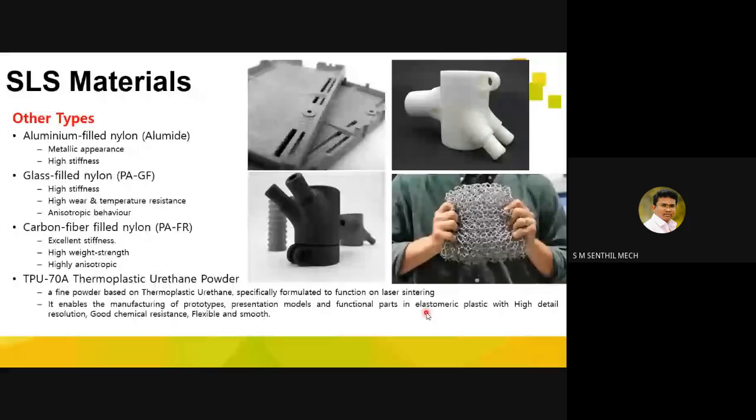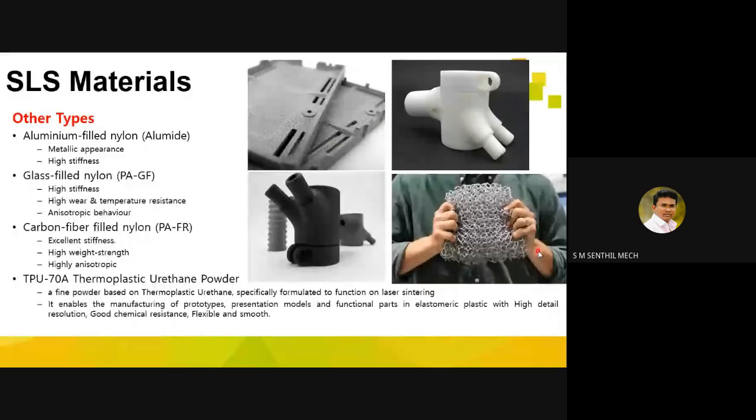Okay, so one such material is thermoplastic urethane powder, which is used to print high detail resolution and good mechanical resistance, flexible and smooth prototypes. So here you can see the man is holding a printed mesh using the TPU material. So look at how he is compressing it. So if he releases it, it will regain its original shape. Okay. So this way we can print these elastomeric materials also.